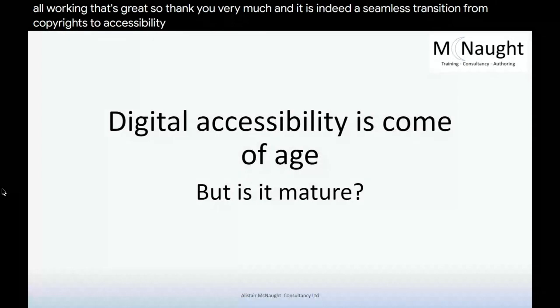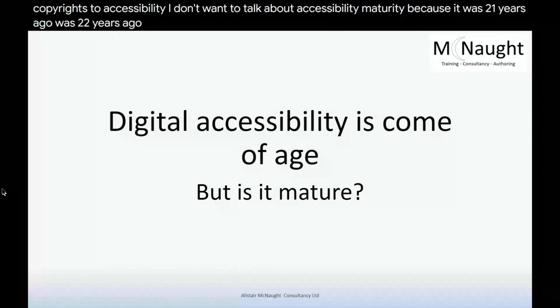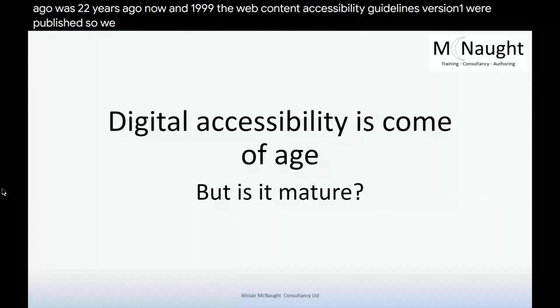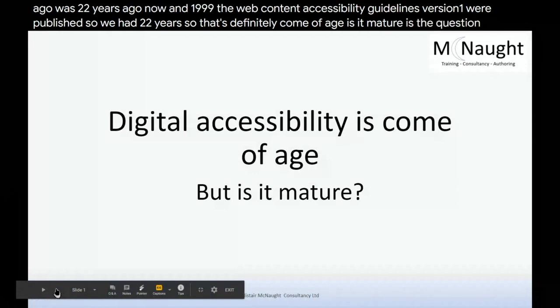I want to talk about accessibility maturity because it was 22 years ago now, 1999, that the Web Content Accessibility Guidelines version 1 were published. So we've had 22 years. So that's definitely come of age. Is it mature, is the question.